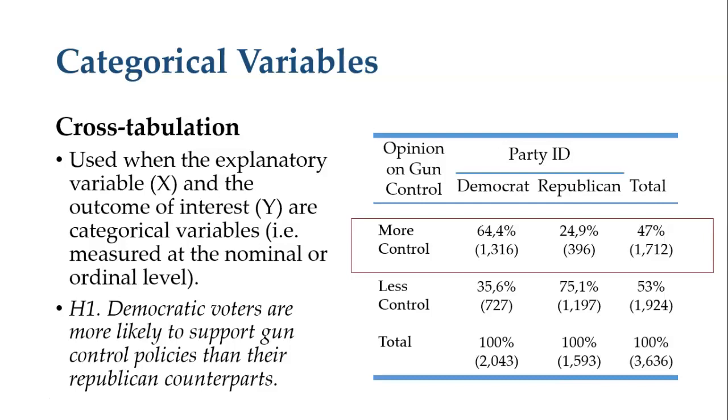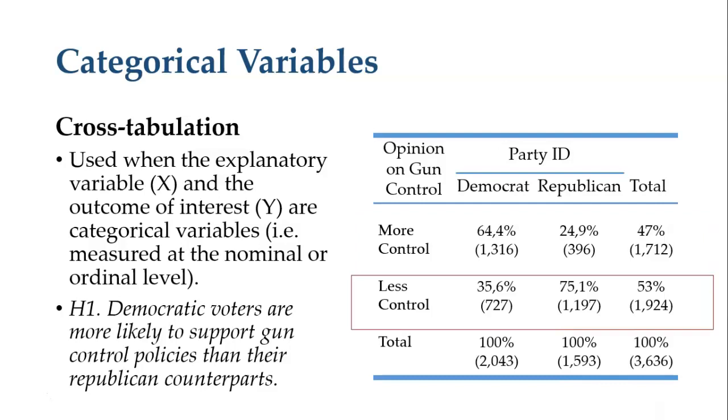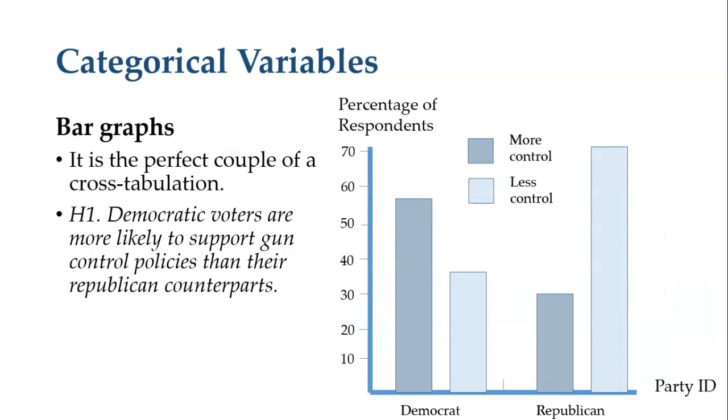And what you do is something very simple. You see what is the change in those values of the dependent variable when you move from one value to another value in the independent variable. So those who support more control tend to be Democrats, more Democrats than Republicans, as you can see here. And similarly, those who support less control tend to be more Republicans than Democrats. Okay, so the table supports our hypothesis, our toy hypothesis.